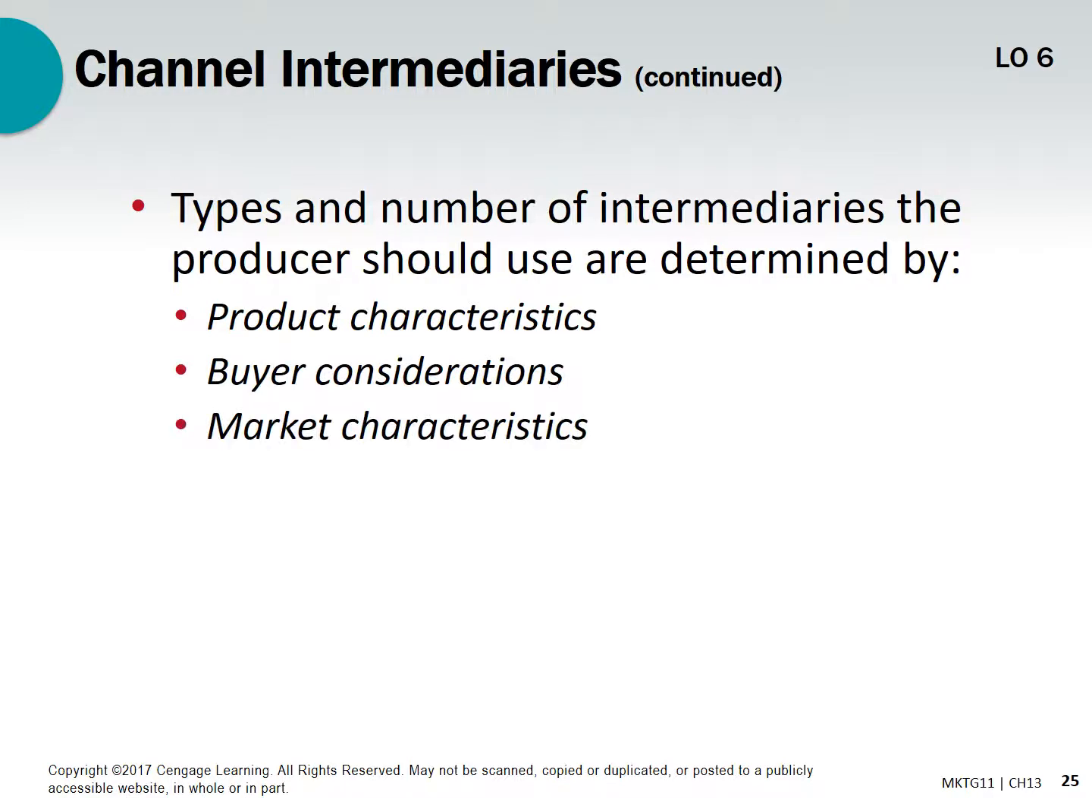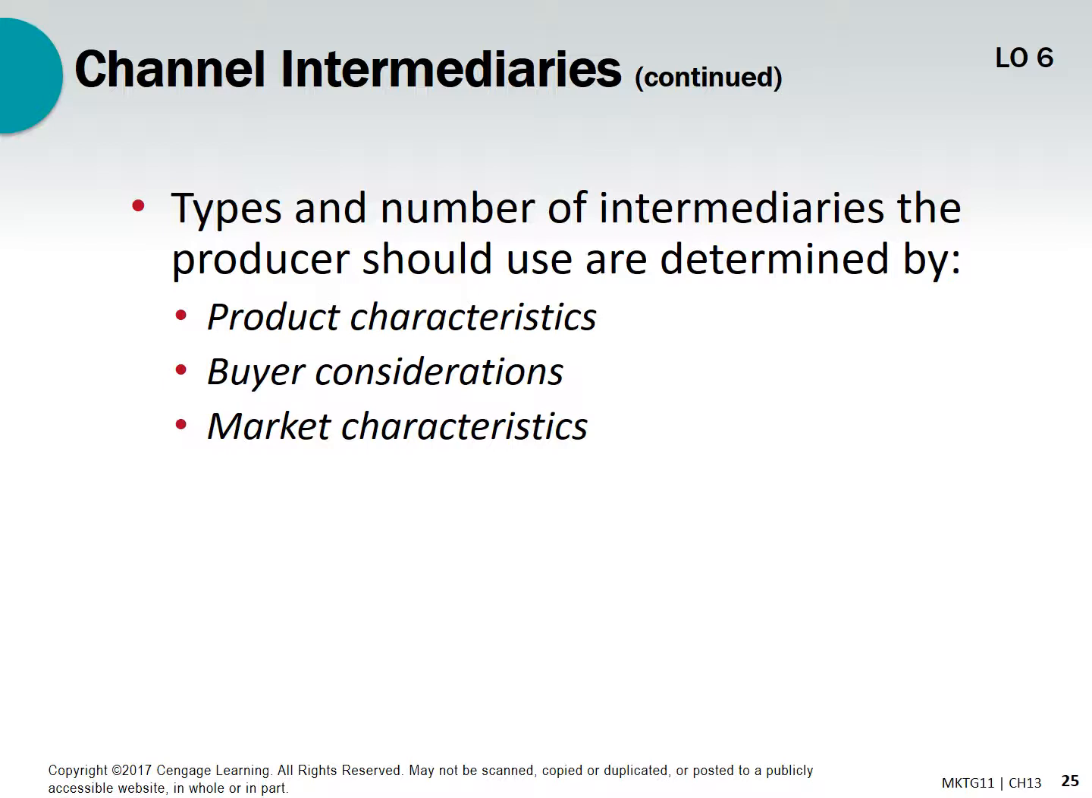Many different variations in channel structures are possible, with the choice made based largely on the numbers and types of wholesaling intermediaries that are most desirable. Generally, product characteristics, buyer considerations, and market conditions determine the types and number of intermediaries the producer should use, as follows.